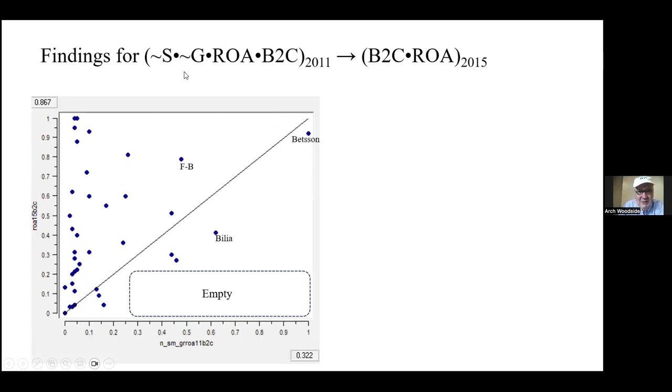Now, here's the test of the same model, only for B2C firms. And so does it work on B2C firms? And the answer is yes. The consistency index is 0.867, and the coverage is 0.332. So again, we have a big area down at the bottom that's empty.